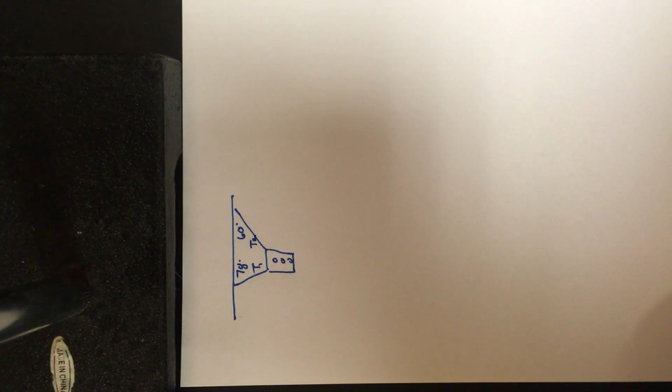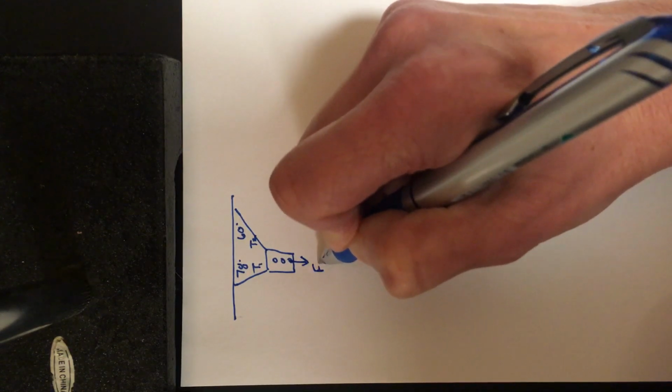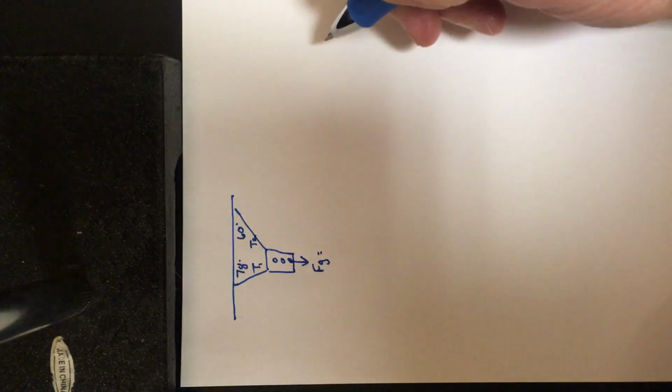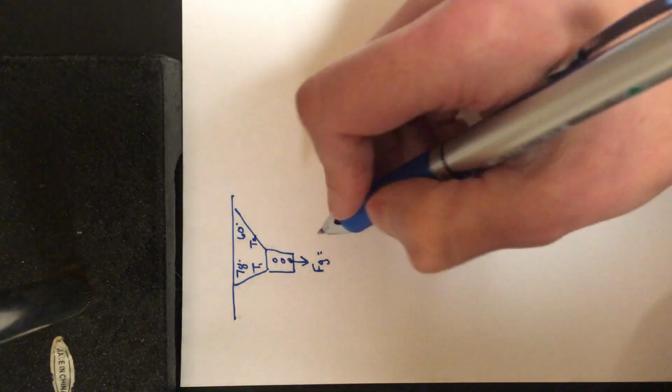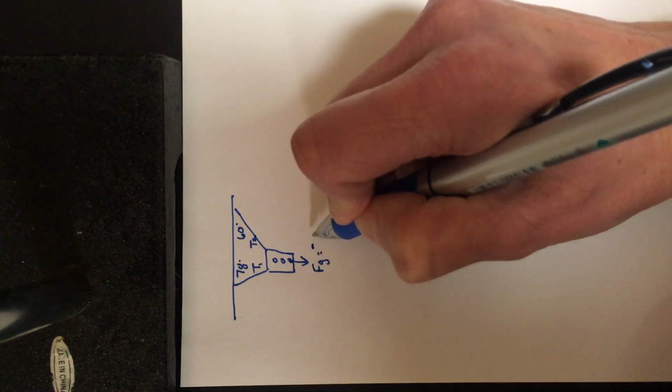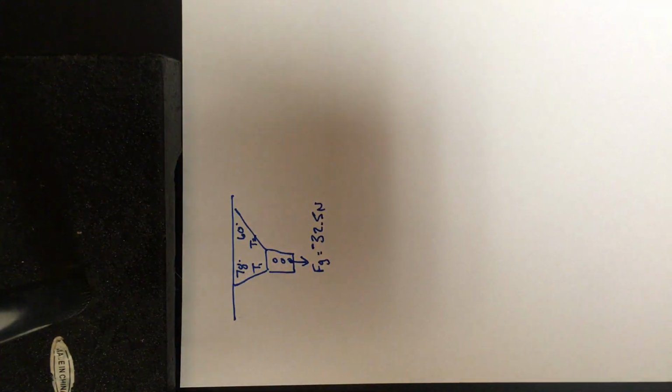For this problem, let's say that not only do we know the angles, but we also happen to know that the traffic light is 32.5 newtons. So what that value is telling us is that the traffic light itself weighs 32.5 newtons. So we can do a down arrow, and to signify that it's going down, you can put it in as a negative 32.5 newtons.